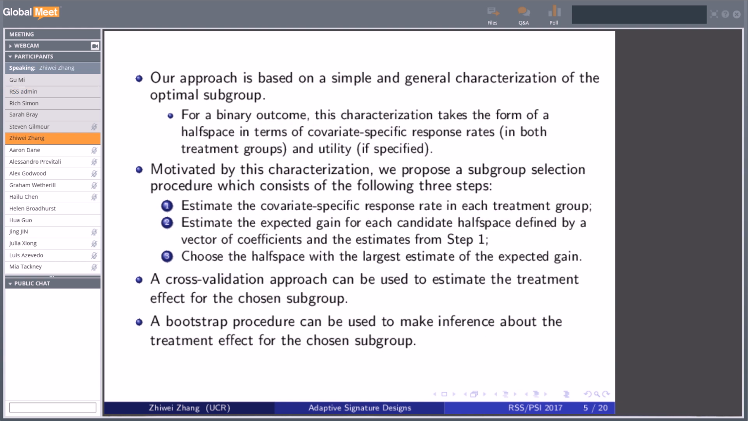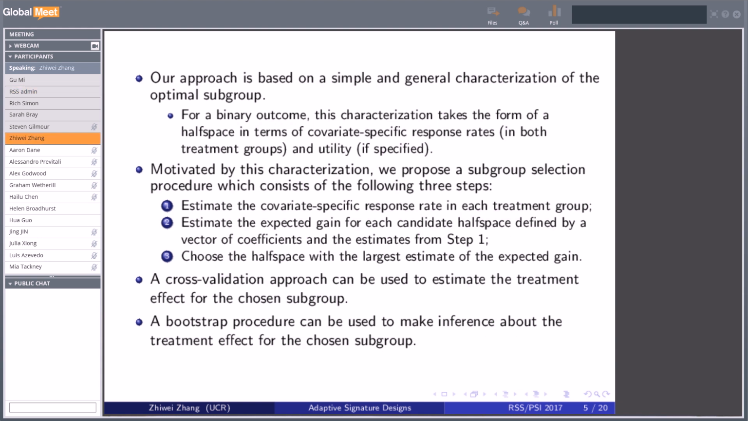So on the next slide, number 5, our approach to this problem is based on a simple and general characterization of the optimal subgroup. For a binary outcome, this characterization takes the form of a half space in terms of covariate-specific response rates in both treatment groups and a utility function, if specified.